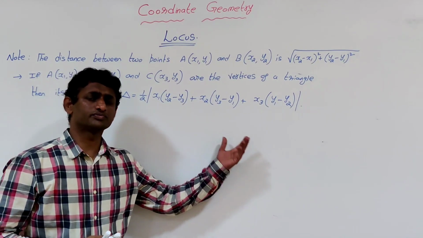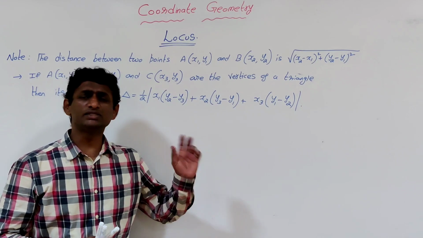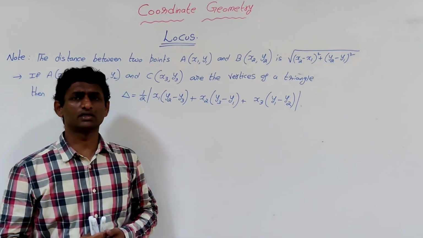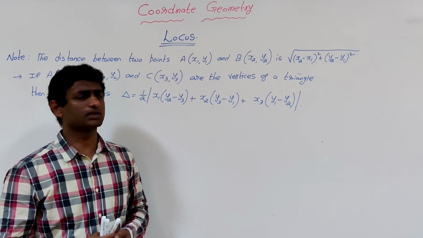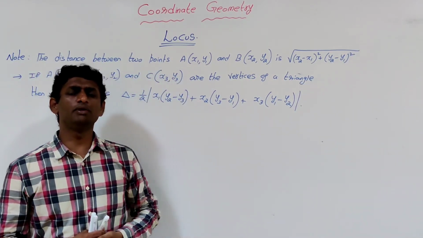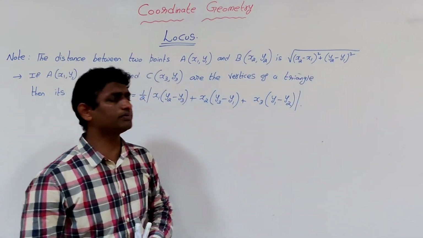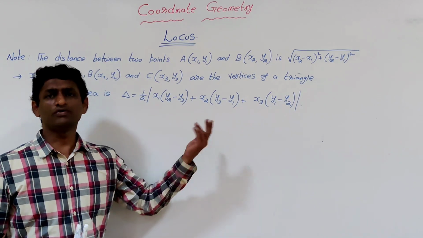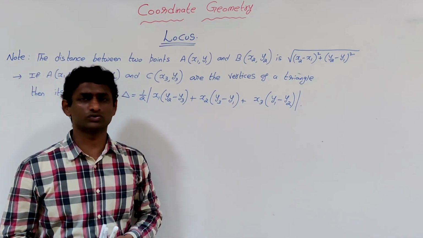Before going for the problems, most of the problems will be on distance and the area of the triangle. So we'll see the distance formula. The distance between 2 points A(x1, y1) and B(x2, y2) is square root of (x2 minus x1) whole square plus (y2 minus y1) whole square, or square root of (x1 minus x2) whole square plus (y1 minus y2) whole square.